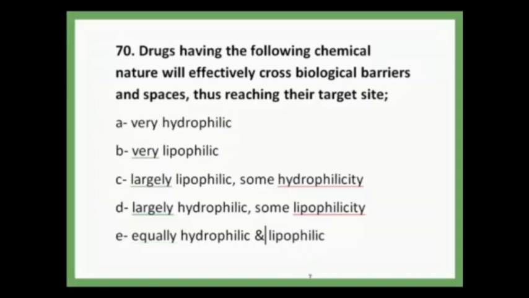Now we know that the ideal drug should have actually these properties. It should be largely lipophilic, while to some degree also it should be hydrophilic. Lipophilic means that it has lipid solubility, and hydrophilic means that it has water solubility. So if these properties are there in a drug molecule, then it will effectively cross biological barriers in our bodies. So this is the correct option.